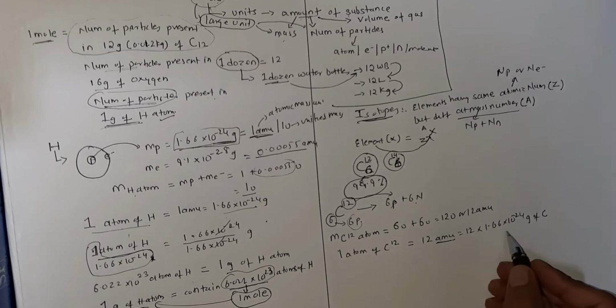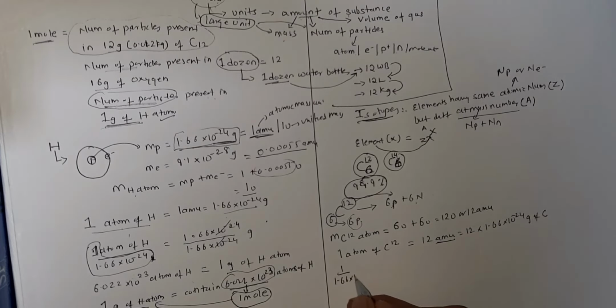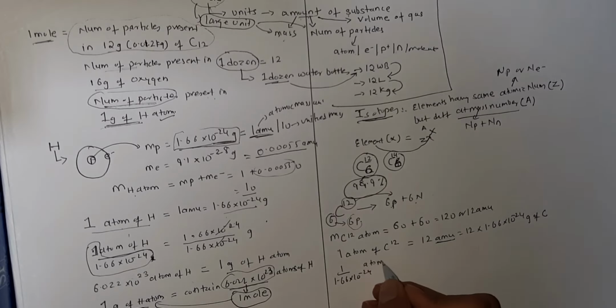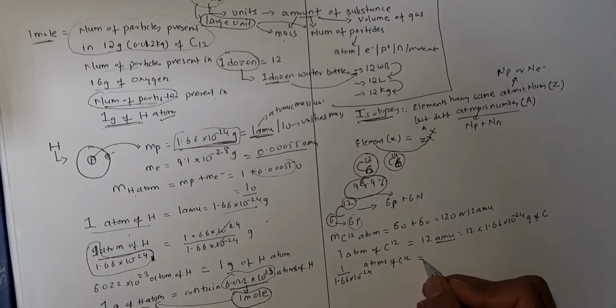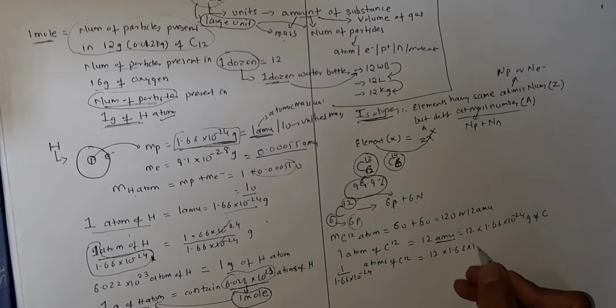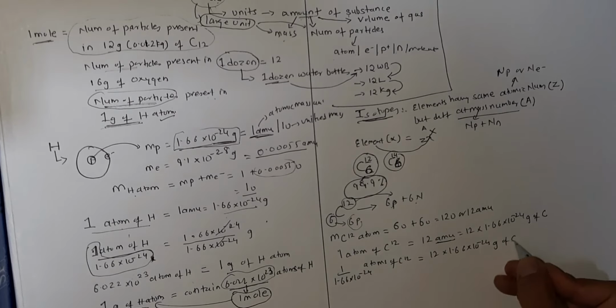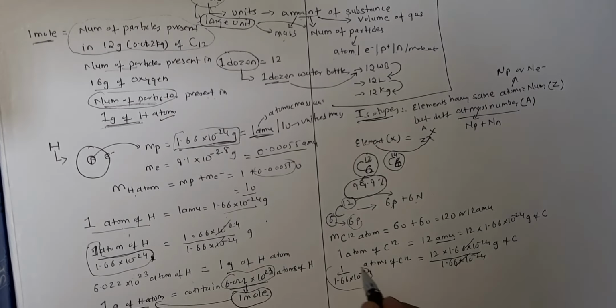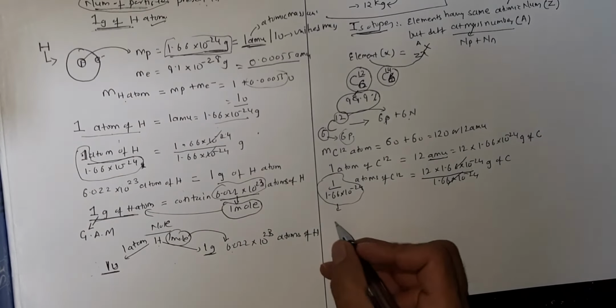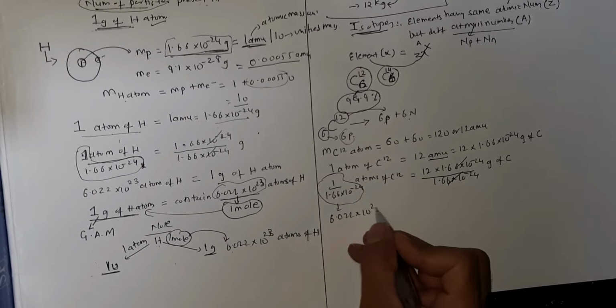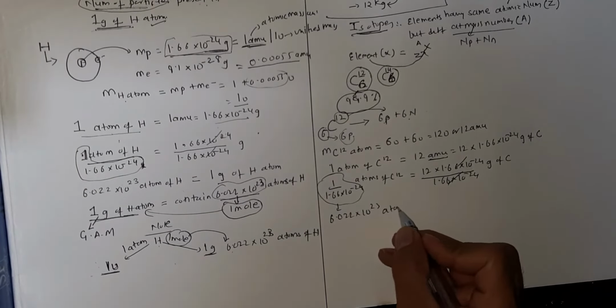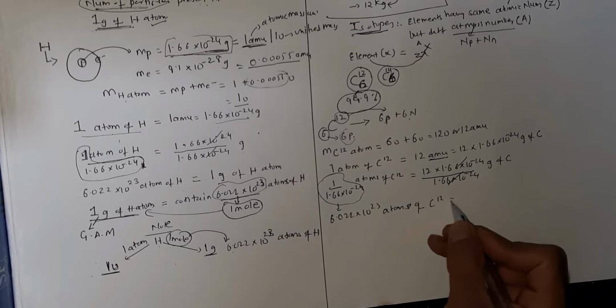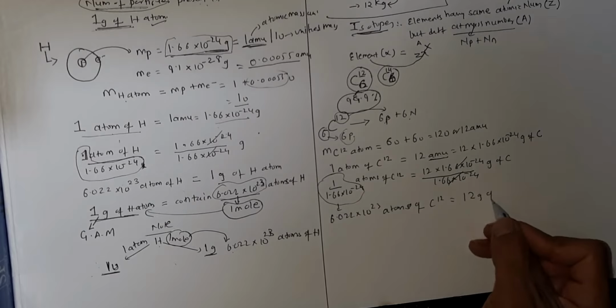I divide both sides by 1.66 into 10 raised to minus 24, so I get 1 upon 1.66 into 10 raised to minus 24 atoms of C12 is equal to 12 into 1.66 into 10 raised to minus 24 gram of carbon, divided by 1.66 into 10 raised to minus 24. Dividing both sides, this gets cancelled out. Reciprocal of this value is how much? 6.022 into 10 raised to 23 atoms of C12. That corresponds to how much gram? 12 gram of C12.